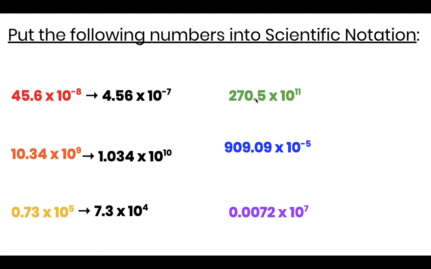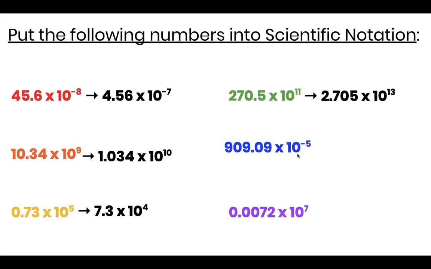So our coefficient would become 2.705. Being that we moved to the left, think of LARS, L and A means add. Since we moved 2 place values, we're going to add 2. So our answer is going to be 2.705 times 10 to the 13th. 11 plus 2 is 13.